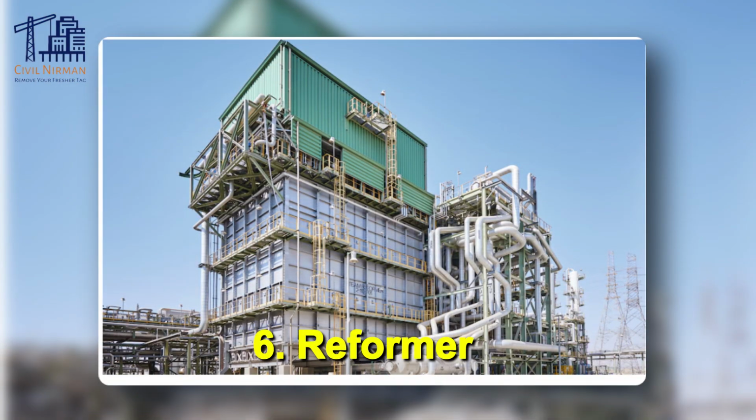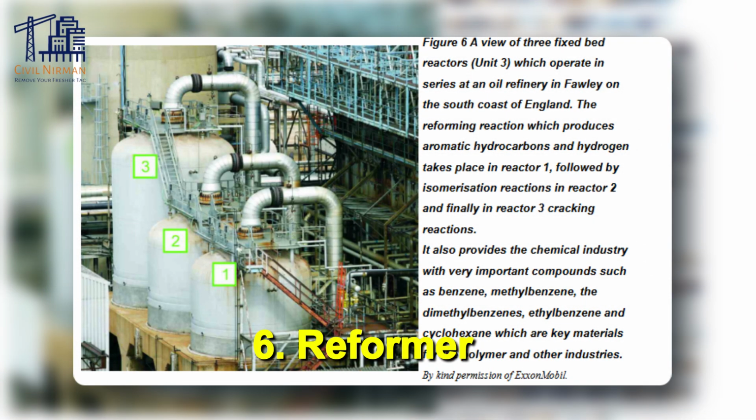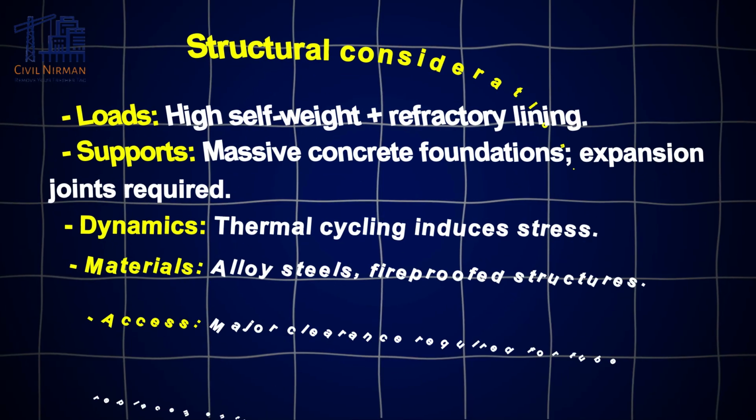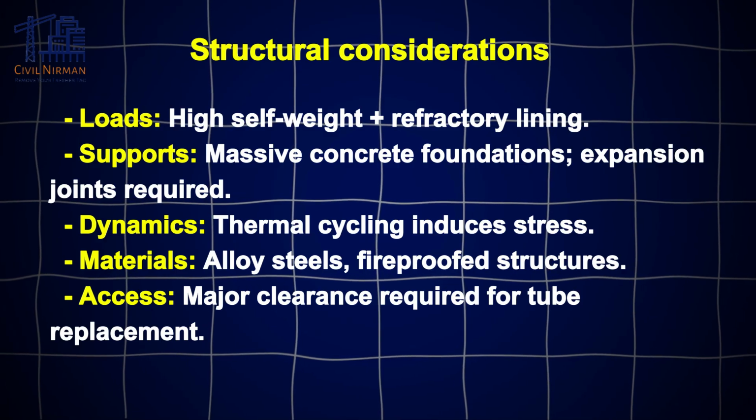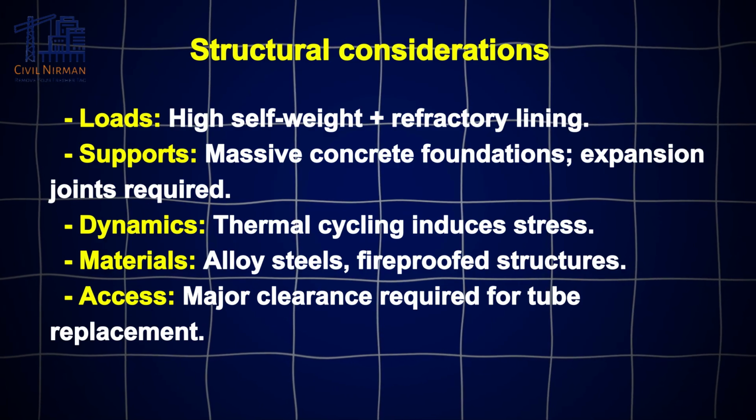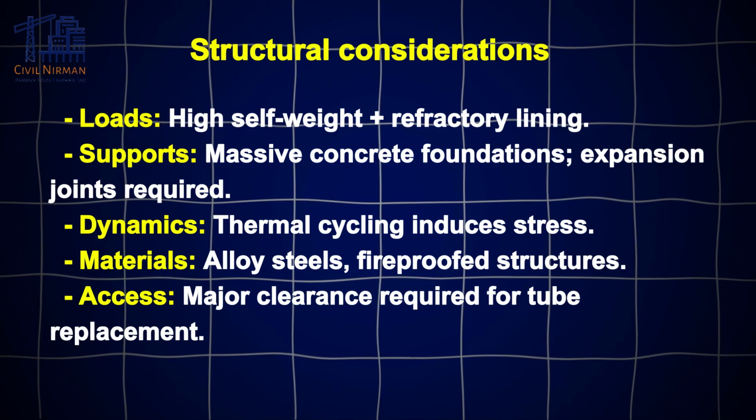On number 6, we have the reformer. It's a large fired heater reactor used for hydrocarbon reforming in refining or petrochemicals. They are a critical unit with extremely high thermal loads. In case of their structural consideration, there are high loads from self-weight plus refractory lining loads.